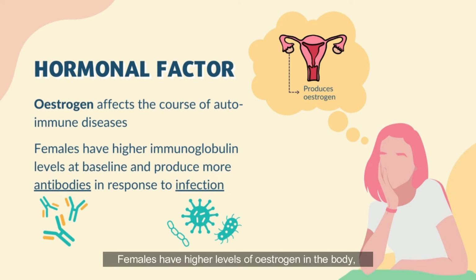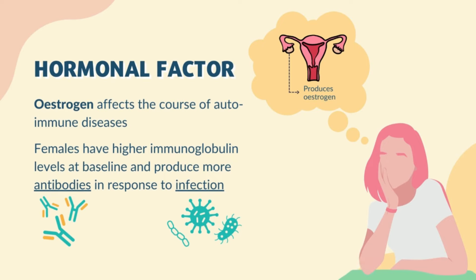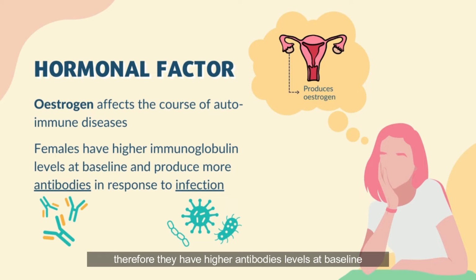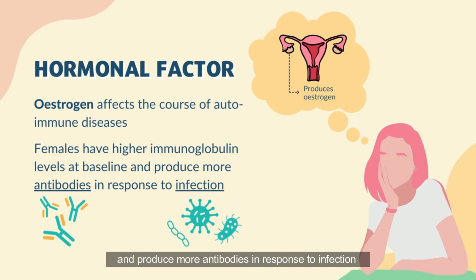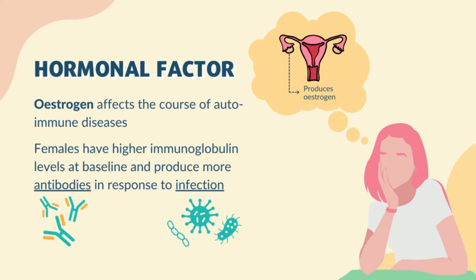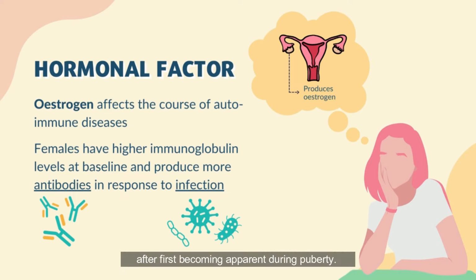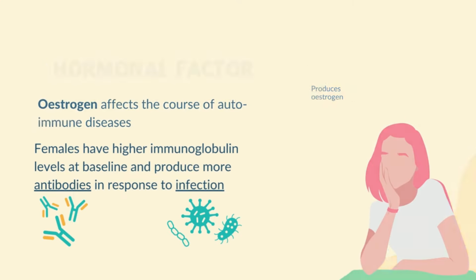Females have higher levels of estrogen in the body, therefore they have higher antibody levels at baseline and produce more antibodies in response to infection or immunization compared to the males. This difference persists only throughout the female reproductive years, after first becoming apparent during puberty.